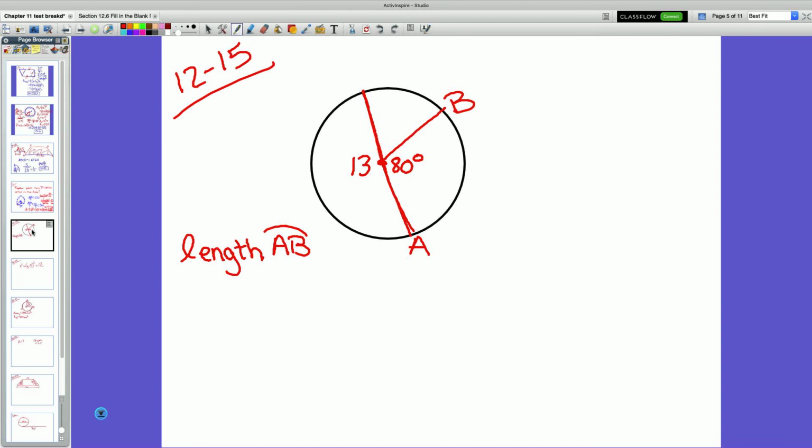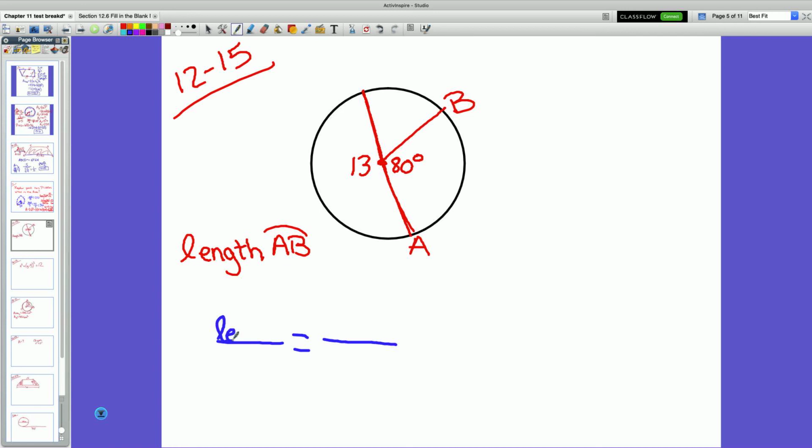Now flip my page here. Problems 12 through 15 say, find the indicated measure. Round answers to the nearest tenth. So in this case, we're looking for the length of arc AB. Remember, this is going to make use of that proportion, this whole section. Your x is going to be in different spots, but it's the same proportion.